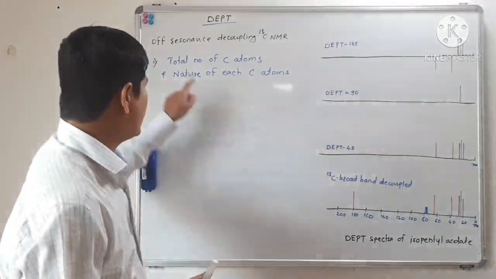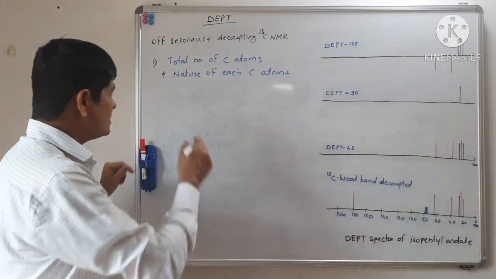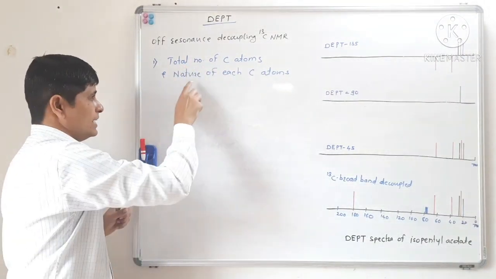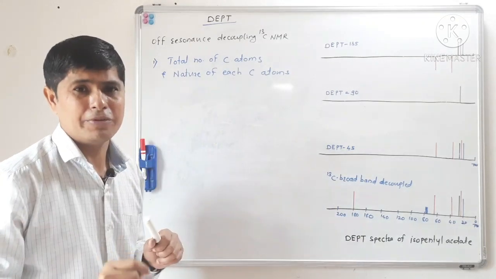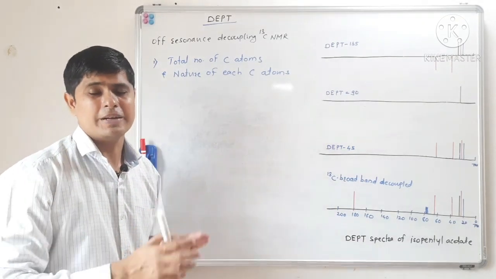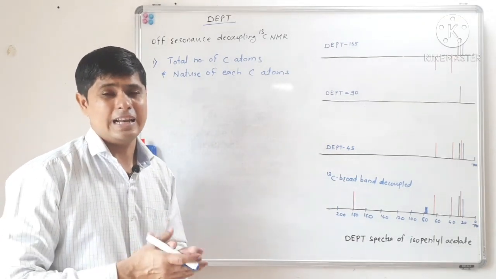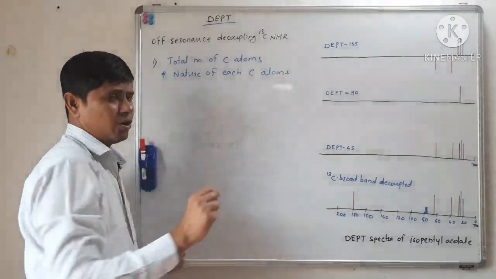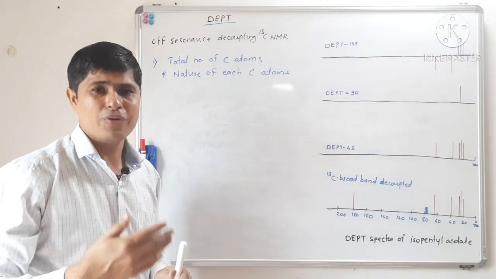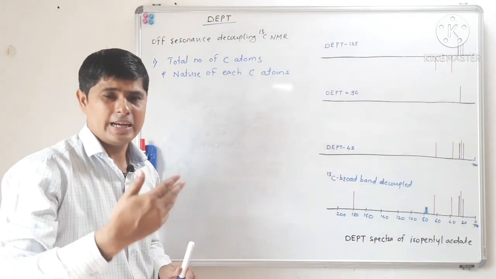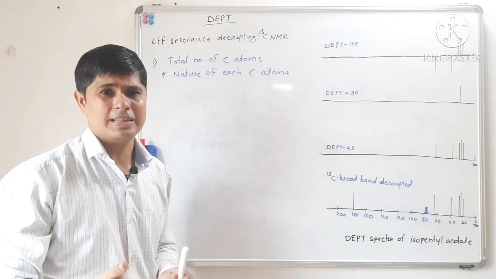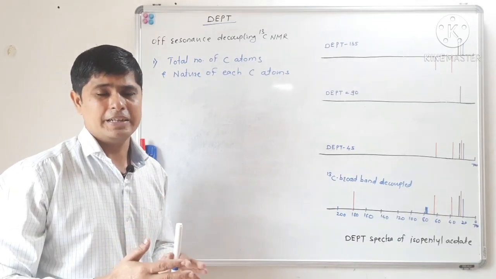Even though we are getting the total number of carbon atoms and the nature of each type of carbon atom very clearly, that spectrum is not a reliable spectrum. Hence we have to move further, that is on to DEPT. Chemists have moved further and found the next version of recording carbon 13 NMR spectrum, and that is called DEPT, depth.